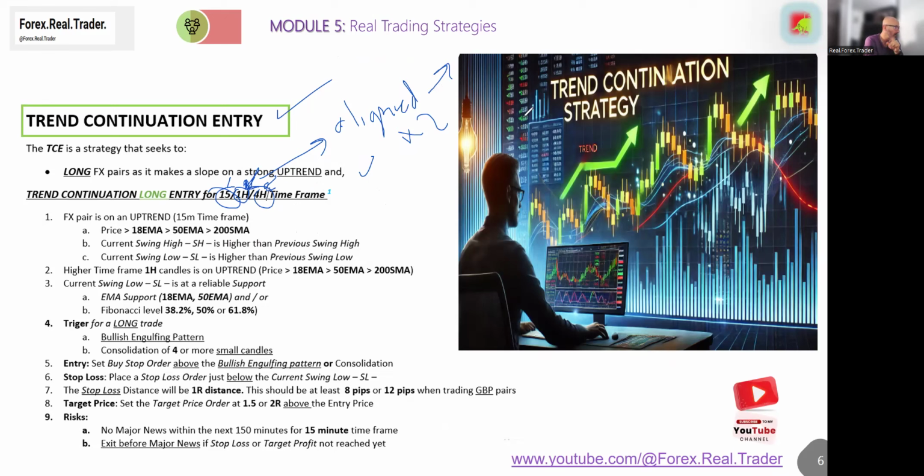The next thing here is the setup on my charts on MT5 or cTrader or whatever trading platform you are using. You need a standard setup for all your trades. So my setup is, for example, in the case of price, I always set my exponential moving averages, EMAs, right? 18, 50, and the other one that is very powerful as well is the 200, but I use it as a simple moving average.